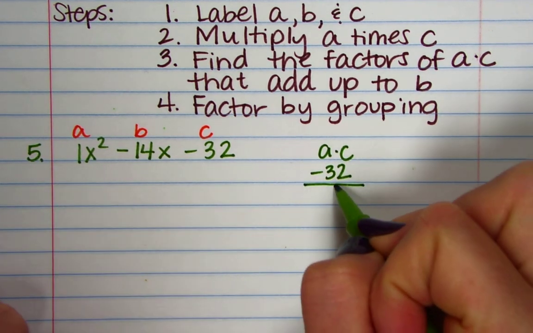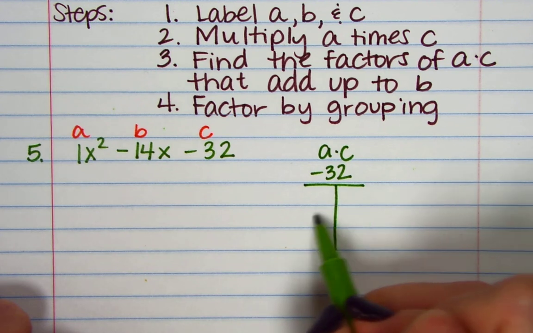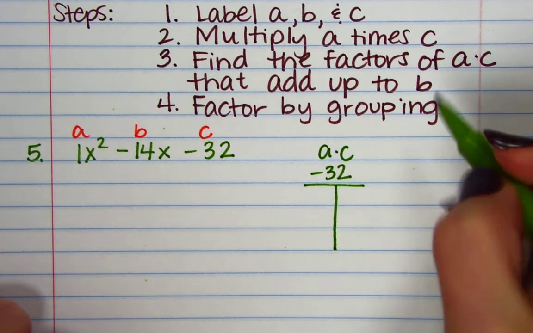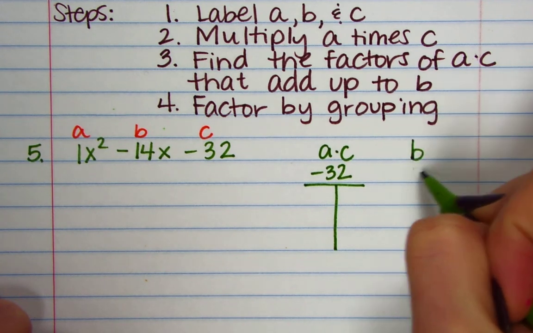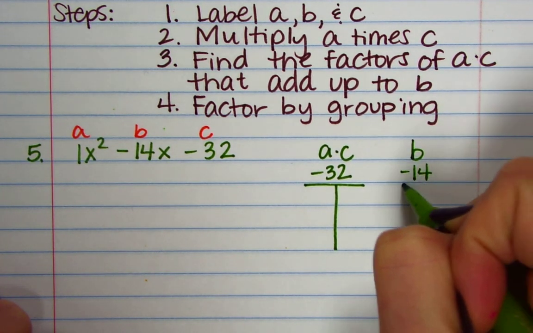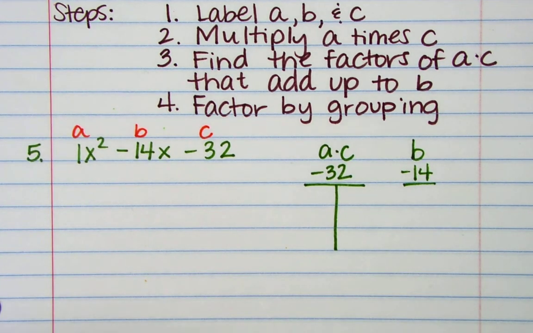Okay, they're not all going to be like that, but when they are like that, that's a good one. Okay, then I'm going to make a little T-chart. You don't know how long you need to make it, but this is where you're going to put your factors. Okay, and our B, then we want to find the ones that add up to B. Well, our B is negative 14. Okay, so that's the number we're looking for. All right, so we're going to find the factors of negative 32. Sometimes you might know, it might be an easy number, a small number, you know all the factors, okay? That's great.